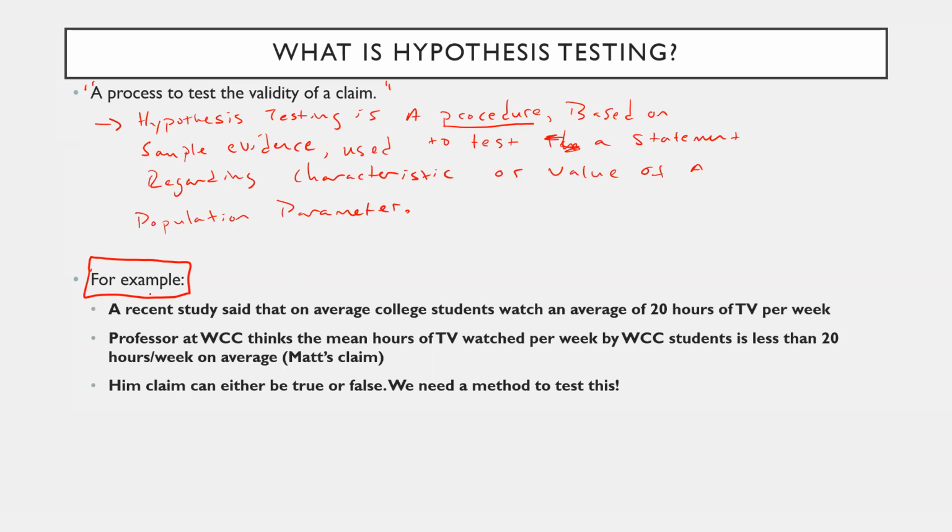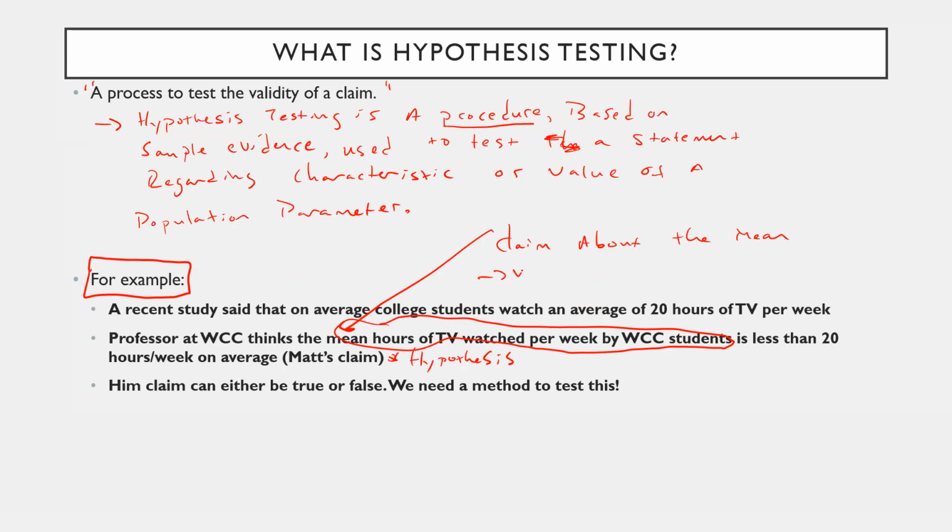I don't know. So here's the thing. This is my hypothesis right here. I'm making a claim. And my claim is that WCC students, the mean hours of TV watched per week by WCC students, I'm making a claim about the mean. And what I have to do now is we have to test this claim. So what we want to do is we want to see if the claim is correct.